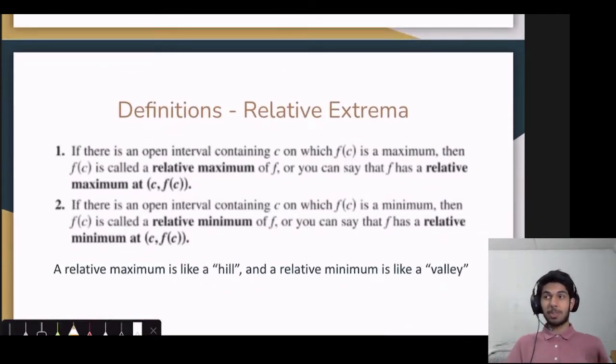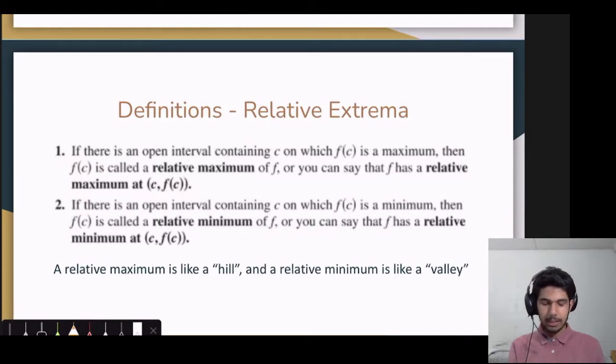So now we talk about relative extrema. This is where we introduce another adjective. We had global maximum, absolute maximum, stuff like that. Now we have relative maxima, relative minima. So let's take a look at the definitions. Now we consider an open interval containing some point c on which f of c is the maximum. So that's just saying the function evaluated at c is maximum. Fine. Then f of c is called a relative maximum of f, or we can say that f has a relative maximum at c comma f of c.